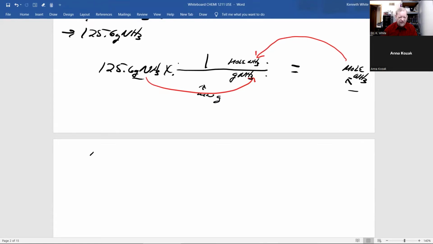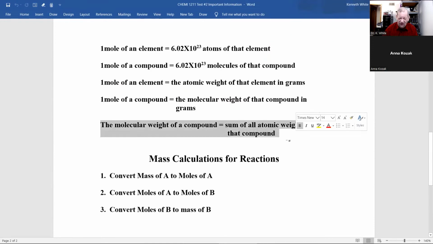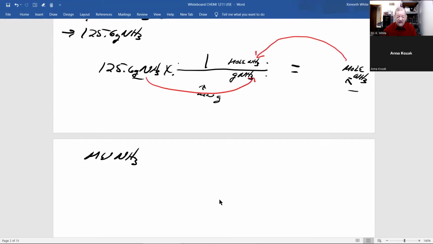Now, ammonia. The molecular weight of ammonia is the sum of all atomic weights. And in case you ever forget that, that's important information, test number 1, which you'll be given. So we need 1 nitrogen and 3 hydrogen. And what does that mean? 1 times the atomic weight of nitrogen, 3 times the atomic weight of hydrogen. And earlier we figured out this is 1.01.